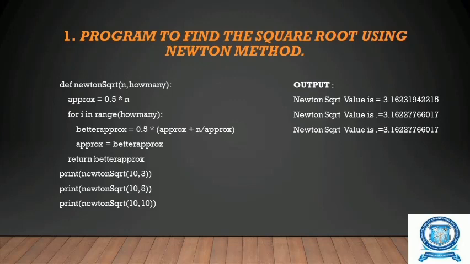Better approximate is calculated as 0.5 star approximate plus n by approximate. This calculated value is stored in better approximate. So approximate is equal to better approximate; this value is assigned to the approximate value. Then we return the better approx. We print Newton square root of 10 comma 3, 10 comma 5 and 10 comma 10. These values are passed to n comma how many. With that we calculate the value and obtain the output here.